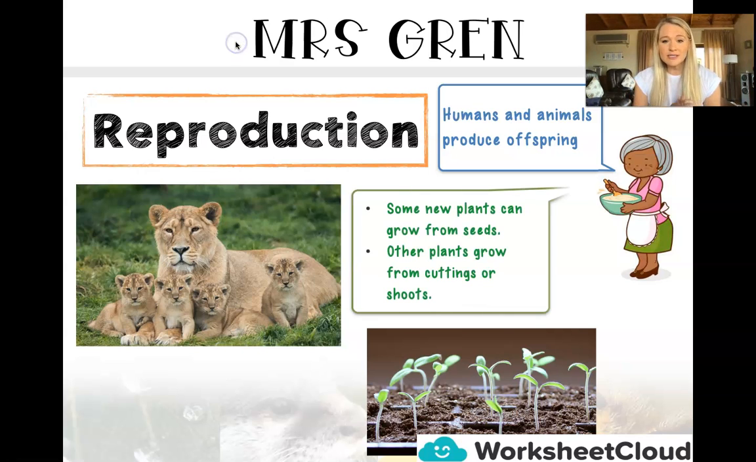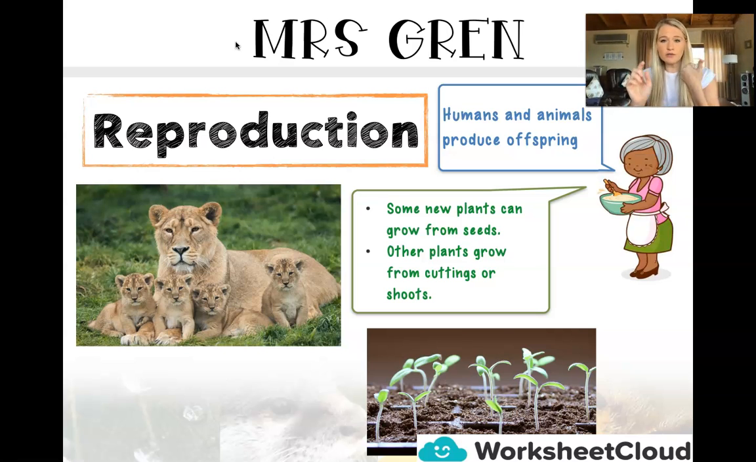If we look at plants, some new plants can grow from seeds and other plants can grow from cuttings or shoots. Now, this is quite interesting, and I actually do this all the time. When you take a cutting, so it can be a leaf of certain plants, or the stem itself, and you put it in water, roots actually start to grow. And that's what we call when plants grow from cuttings. So there are two different ways that plants reproduce, which is very cool. I bet some of you didn't even know that.